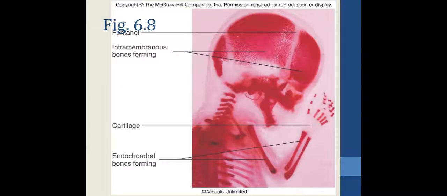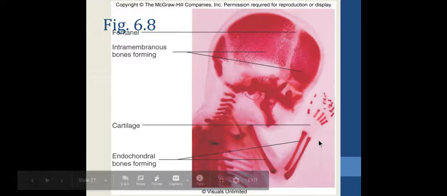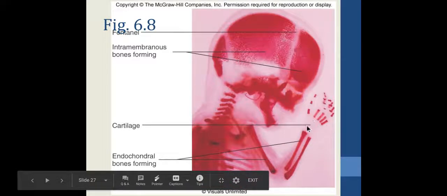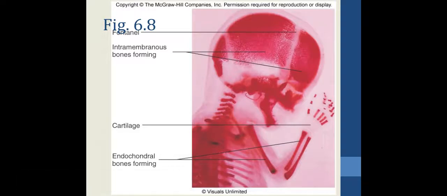And here's what it would look like in sort of an X-ray vision of that. You can see parts where we've already gotten the hardened bone and where we're still growing it. And you can see these soft spots here as well, or fontanelles. And then, interestingly, it shows you some of these other bones where it's still just cartilage, like your carpals. That is going to be our endochondral bone formation that we're going to talk about as well.